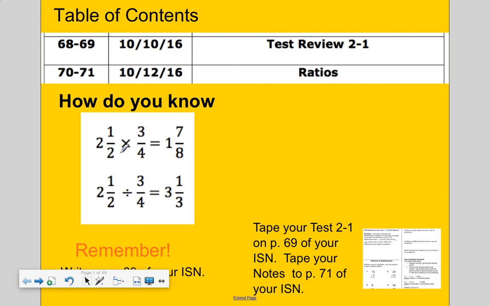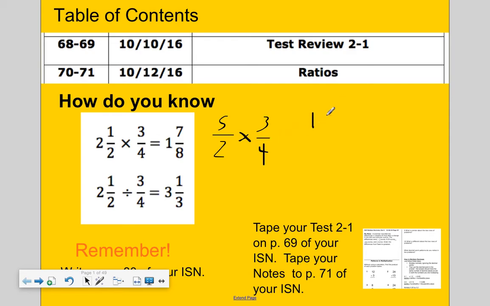Notice how when you multiply here, the product is smaller, while here, you're dividing, it's getting larger. Why is that? So let's look at the first one. 2.5, let's write it as an improper fraction as 5/2. And then you multiply by 3/4. The reason why it is getting smaller is because you started with the number 2.5. You're multiplying by a number that is less than 1. So your product will be less.